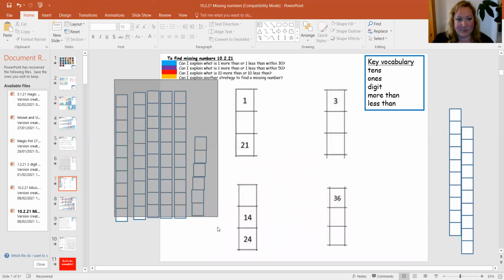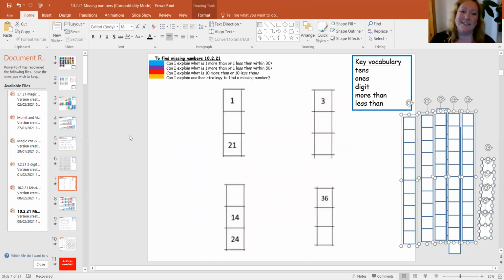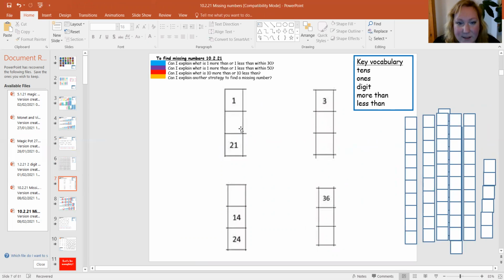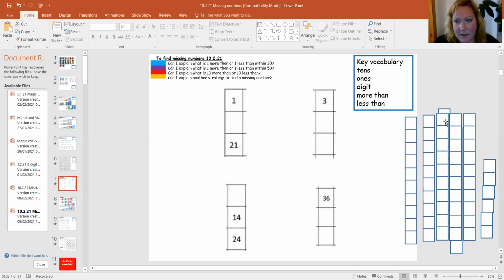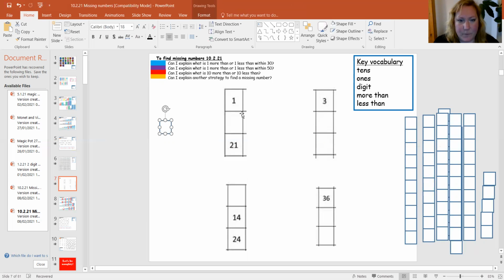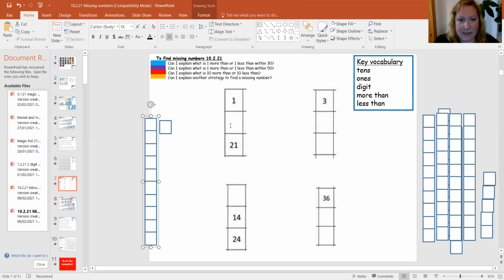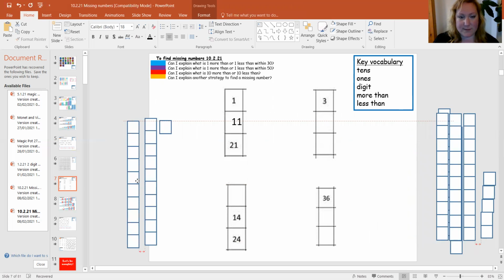Let's have a look at that. Right. Here's from when I recorded earlier. Here we go. So I've got a 1 here, something, and a 21. Now, it's not going to be 2 because a 2 would go here. If I look at my 100 square, 2 is next to it, not underneath it. So what is here? Let's start by having a 1. 1. I'm going to add 10 more. 10 more than 1 is 11. 1 10, 1 1. And then another 10 more would be 21. So I know that 11 is 10 less than 21.